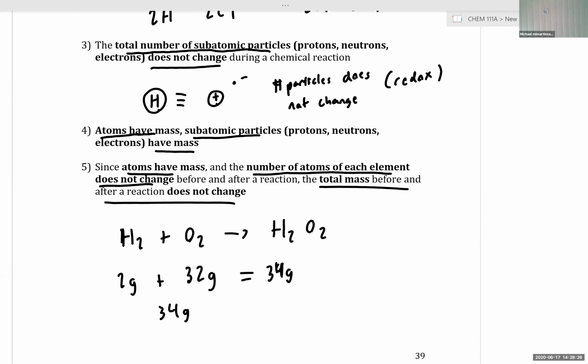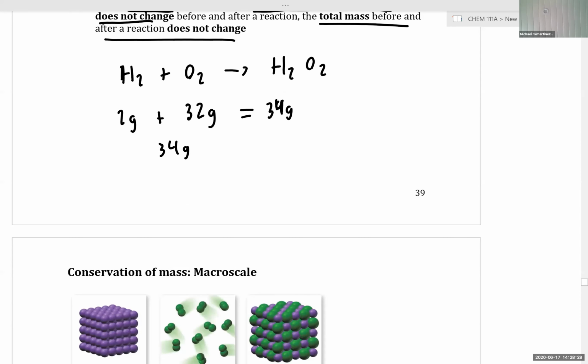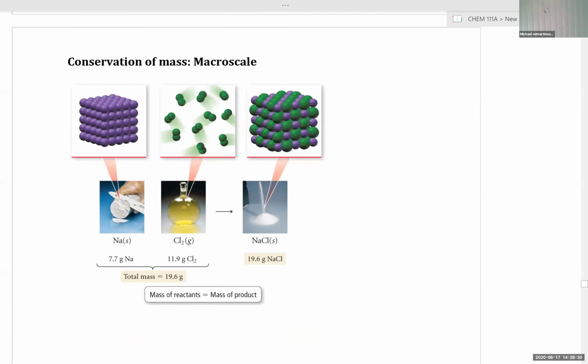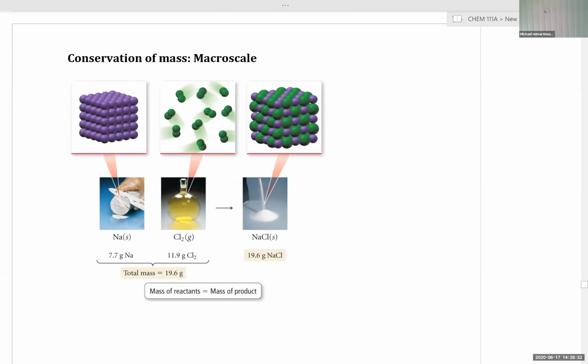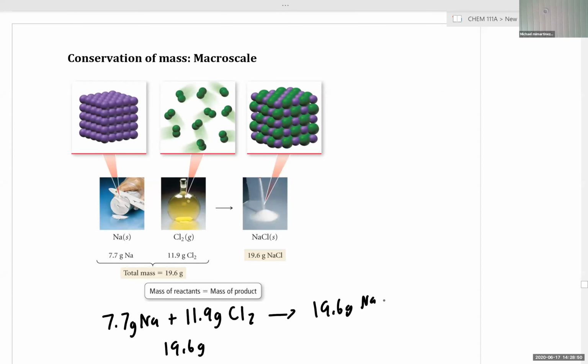Okay, so let's look at some depictions for conservation of mass. Let's suppose we mix sodium and chlorine to make sodium chloride. If we start with 7.7 grams of sodium and 11.9 grams of chlorine, so 19.6 grams total, we will end up with 19.6 grams of sodium chloride, assuming a perfectly quantitative reaction.